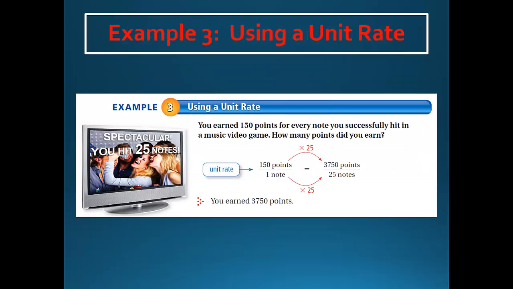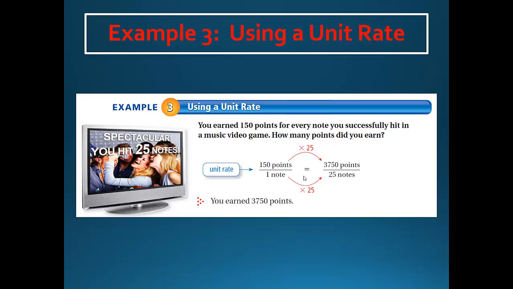Now we'll look at our third example for using a unit rate. You earned 150 points for every note you successfully hit in a music video game. How many points did you earn? Well, our unit rate is 150 points for 1 note, or per note. It says that you hit 25 notes.